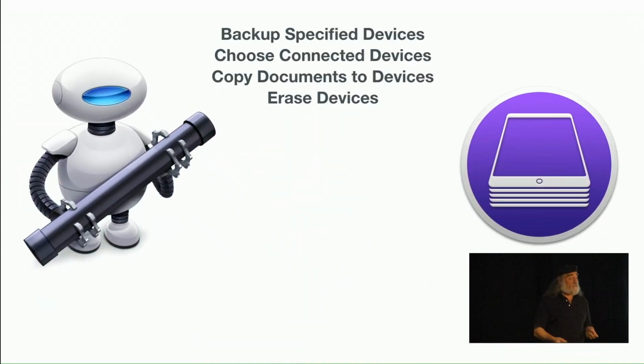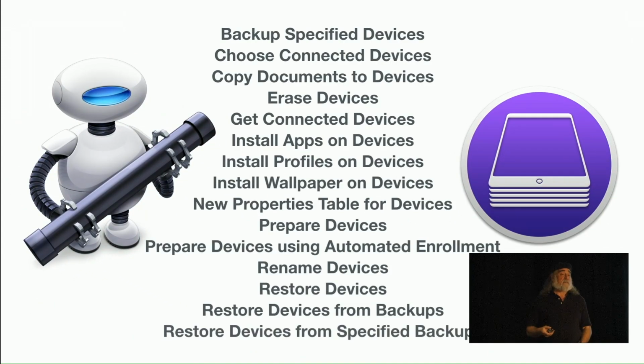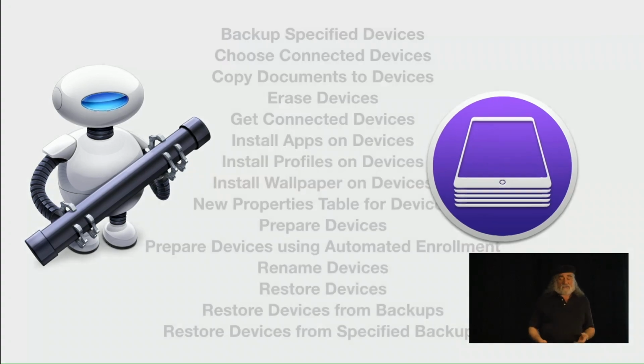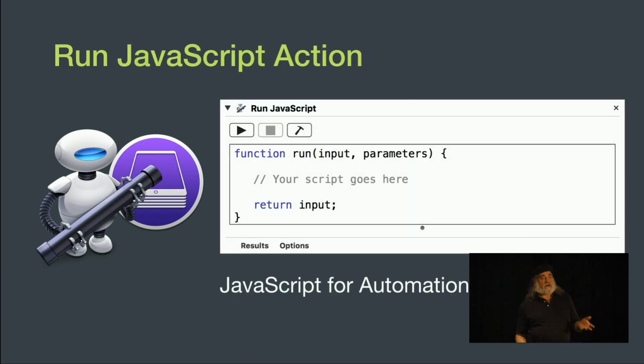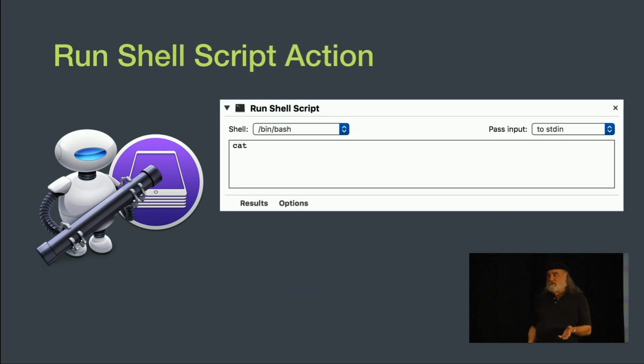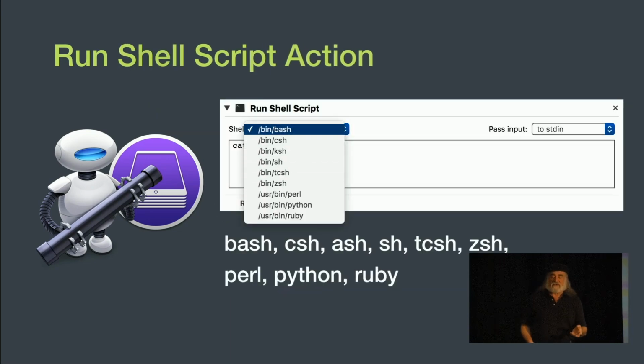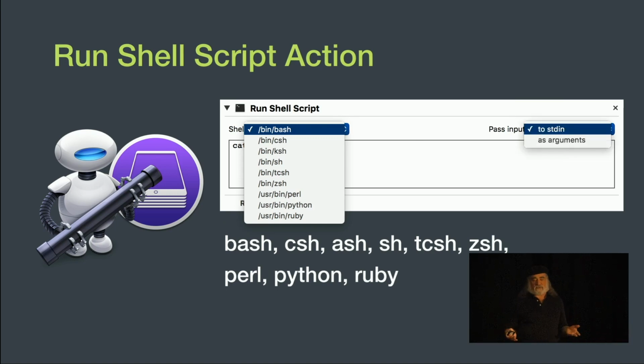And by default, Automator and Apple Configurator come with a large variety of different Automator actions that provide functionality for management. And if you need to customize, you can interject the run AppleScript action or the run JavaScript action or the run shell script action that has access to all the standard shells, Python and Ruby, and you can pass variables as standard input, arguments, what you want. So you can put these actions inside of the workflow to customize it more to what you need.